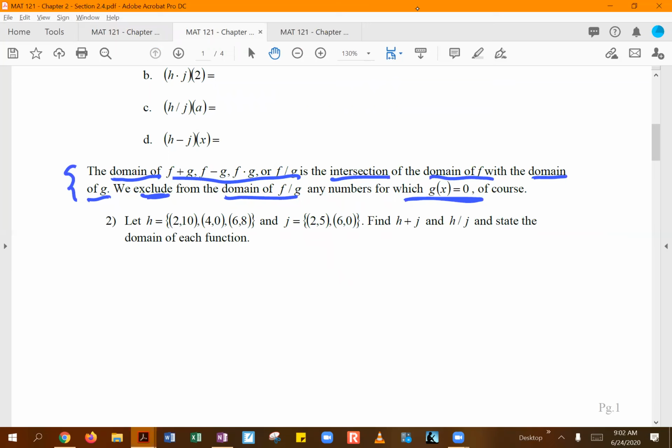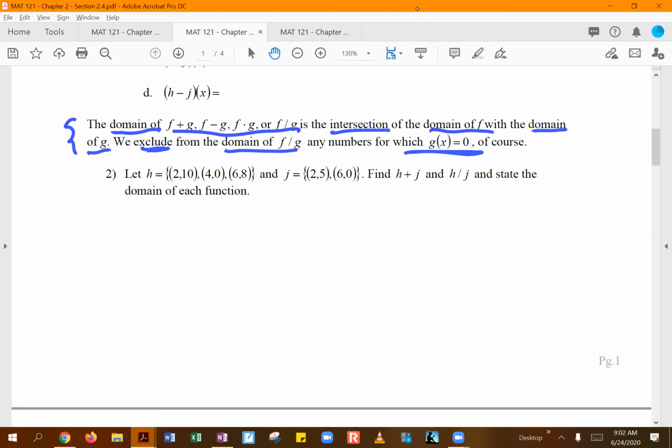And your bottom function will be different depending on what letters they are using. So let's go ahead and talk about what we think the domain should be for example 2 over here. You can see we're giving you sets of ordered pairs instead of equations, so this idea can make a little bit more sense. So if we just talk about what the intersection for the H and J domain would look like.